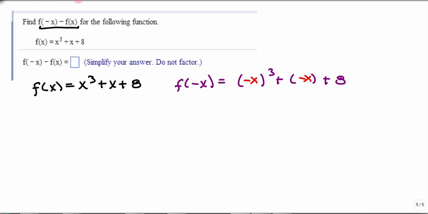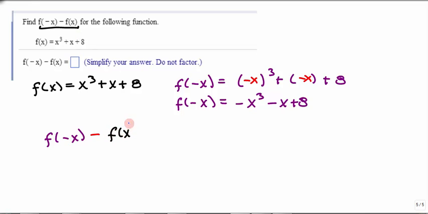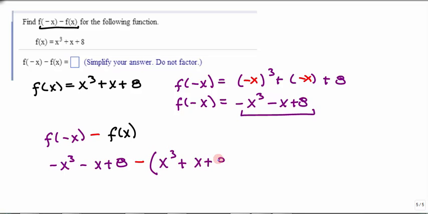Now let's go ahead and simplify f of negative x. So this would be a negative times a negative times a negative is a negative x cubed minus x plus 8. Now remember, our original problem said take f of negative x and subtract f of x. Okay, so f of negative x I just found and simplified, so that's a negative x cubed minus x plus 8. And then I need to subtract. And because I'm subtracting this entire value, you need to make sure you have a set of parentheses. And then I just go ahead and plug in my value of f of x from up here.